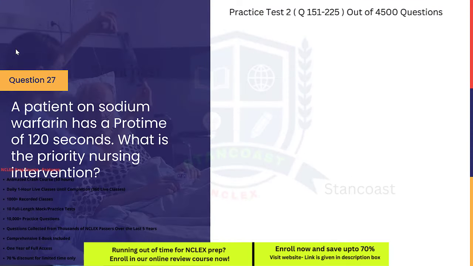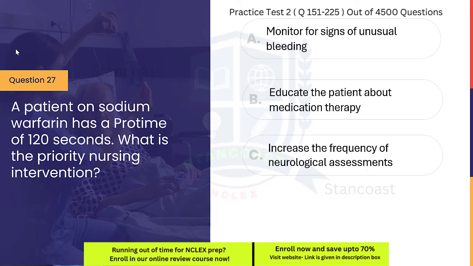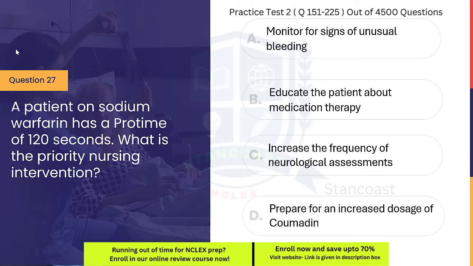Next question. A patient on sodium warfarin has a pro time of 120 seconds. What is the priority nursing intervention? A. Monitor for signs of unusual bleeding. B. Educate the patient about medication therapy. C. Increase the frequency of neurological assessments. D. Prepare for an increased dosage of Coumadin. Think about the risks associated with prolonged clotting times. Ready? The correct answer is A.